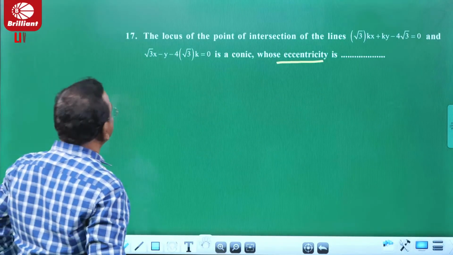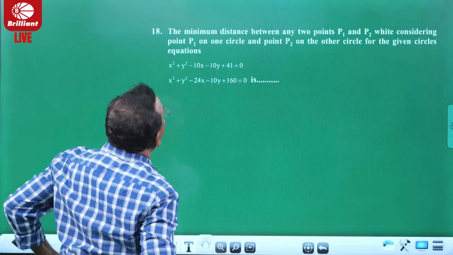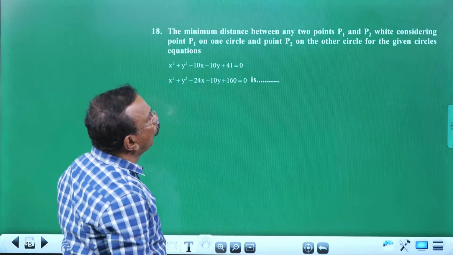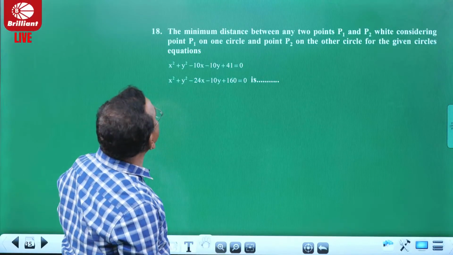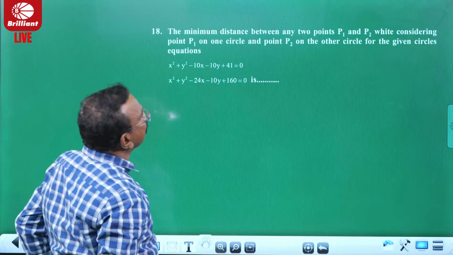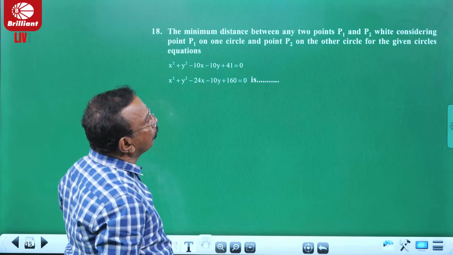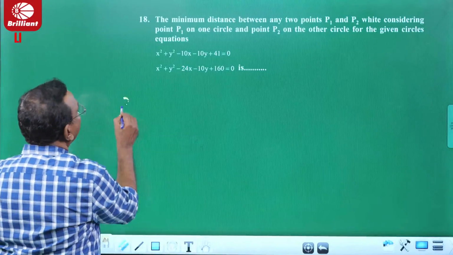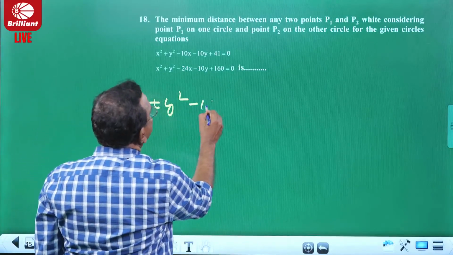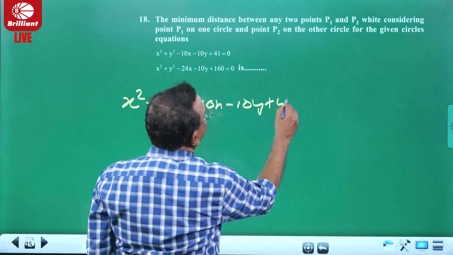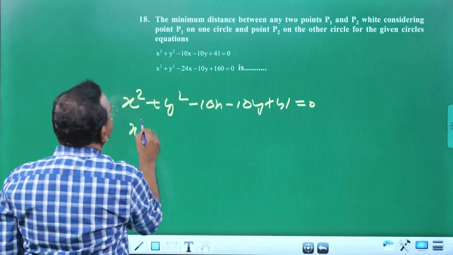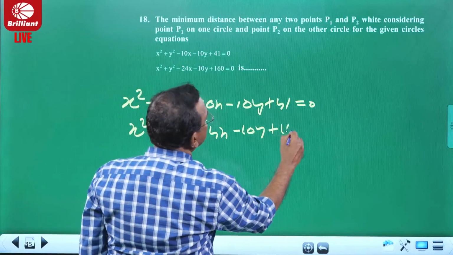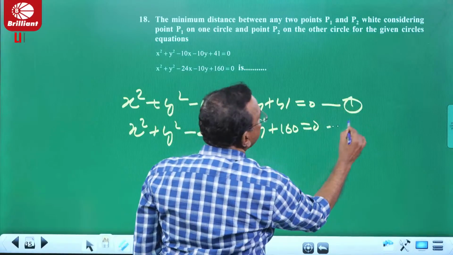Now question number 18. The minimum distance between two points P1 and P2, considering the point P1 on one circle and P2 on the other circle, from the given two circle equations. That is x square plus y square minus 10x minus 10y plus 41 equal to 0, and the second one is x square plus y square minus 24x minus 10y plus 160 is equal to 0. That is equation number 1 and equation number 2.